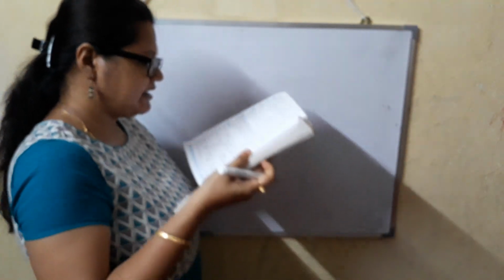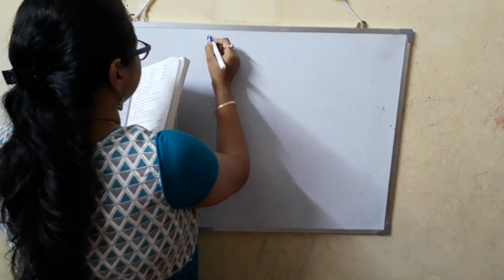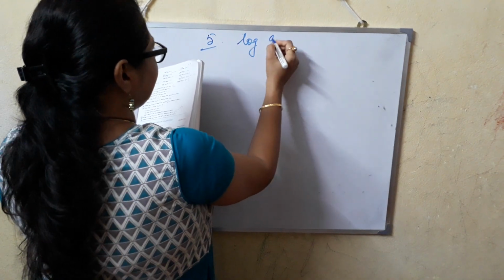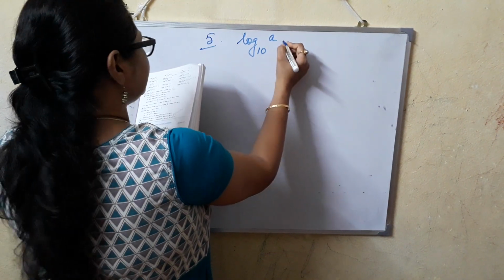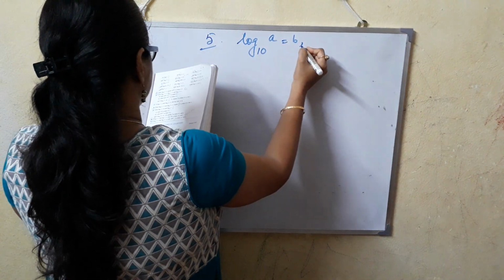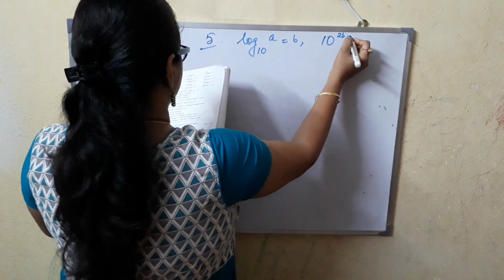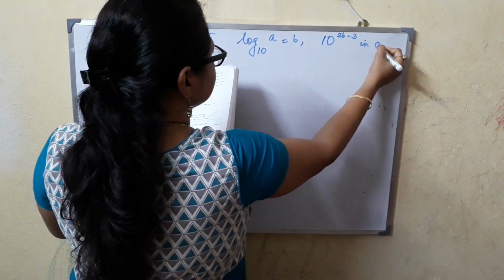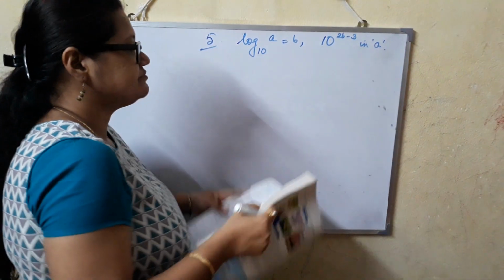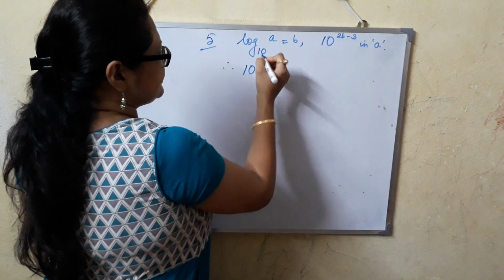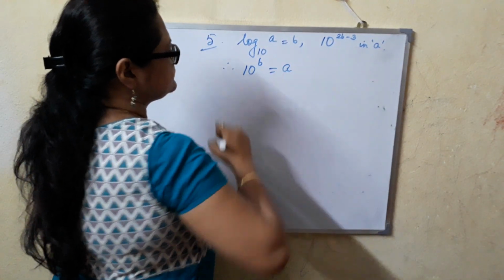I'm going to do sum number 5 for you. Let's see what is given. Given log a to the base 10 is equal to b, and I have told you to express 10 to the power of 2b minus 3 in terms of a. Simple sum. You have to just understand, rather you have to remember the laws of indices. First, let's convert this into exponential form. 10 to the power of b is equal to a.